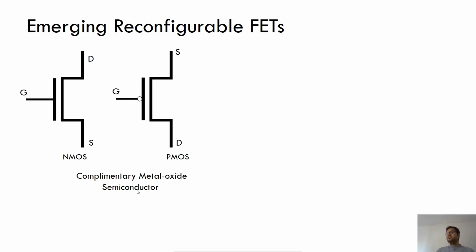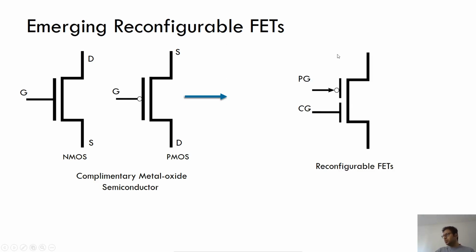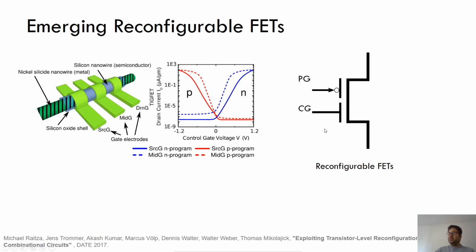Traditionally speaking, the complementary metal oxide semiconductor comes in two forms, basically the NMOS and the PMOS, and they are denoted by the charge carriers which flow through this channel, right? Now, if we look at the emerging reconfigurable FETs, they are represented in this form, where you have two gate terminals instead of one, where one of the gate terminals is called a program gate. This decides whether this particular device behaves as a PMOS or an NMOS, and the control gate is the normal gate which occurs in a normal NMOS or a PMOS, which decides the logic of the transistor.